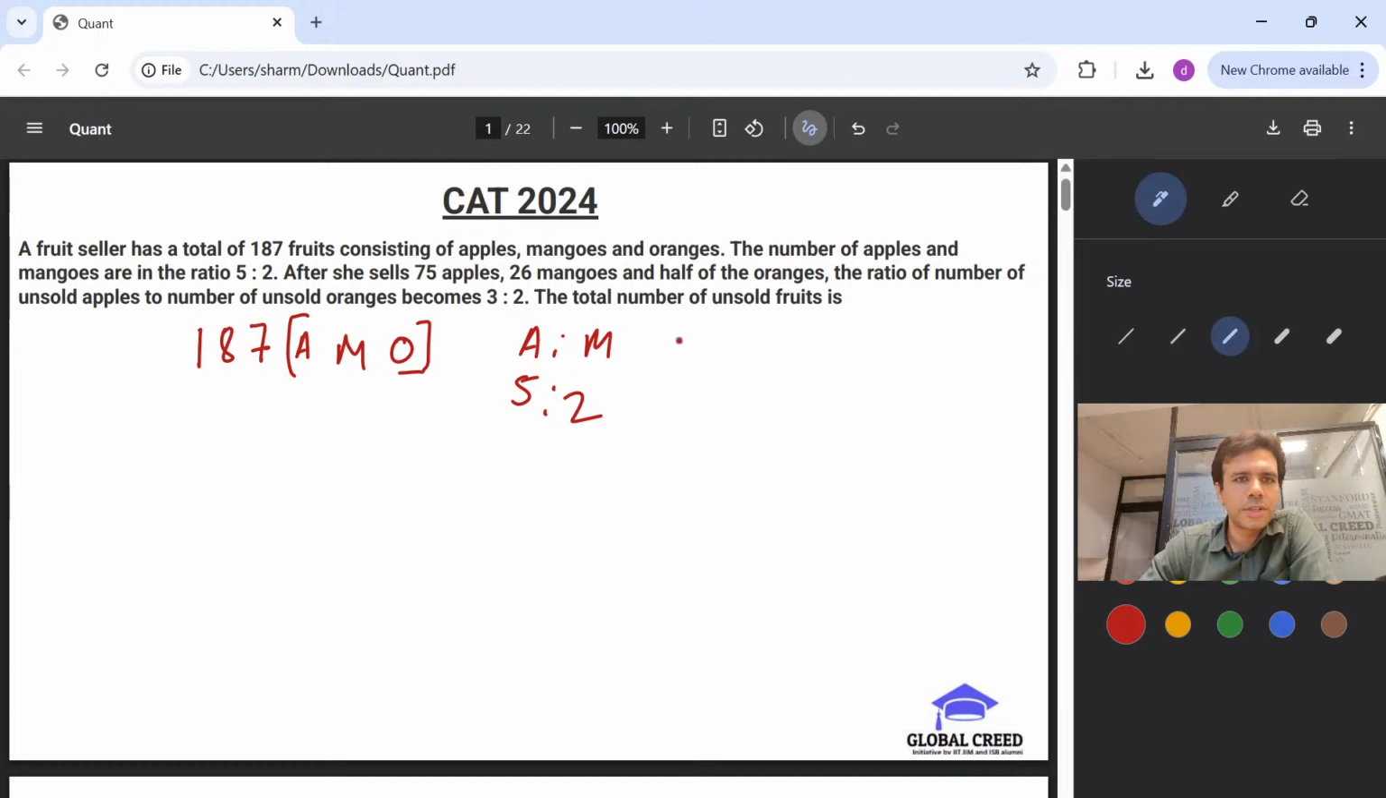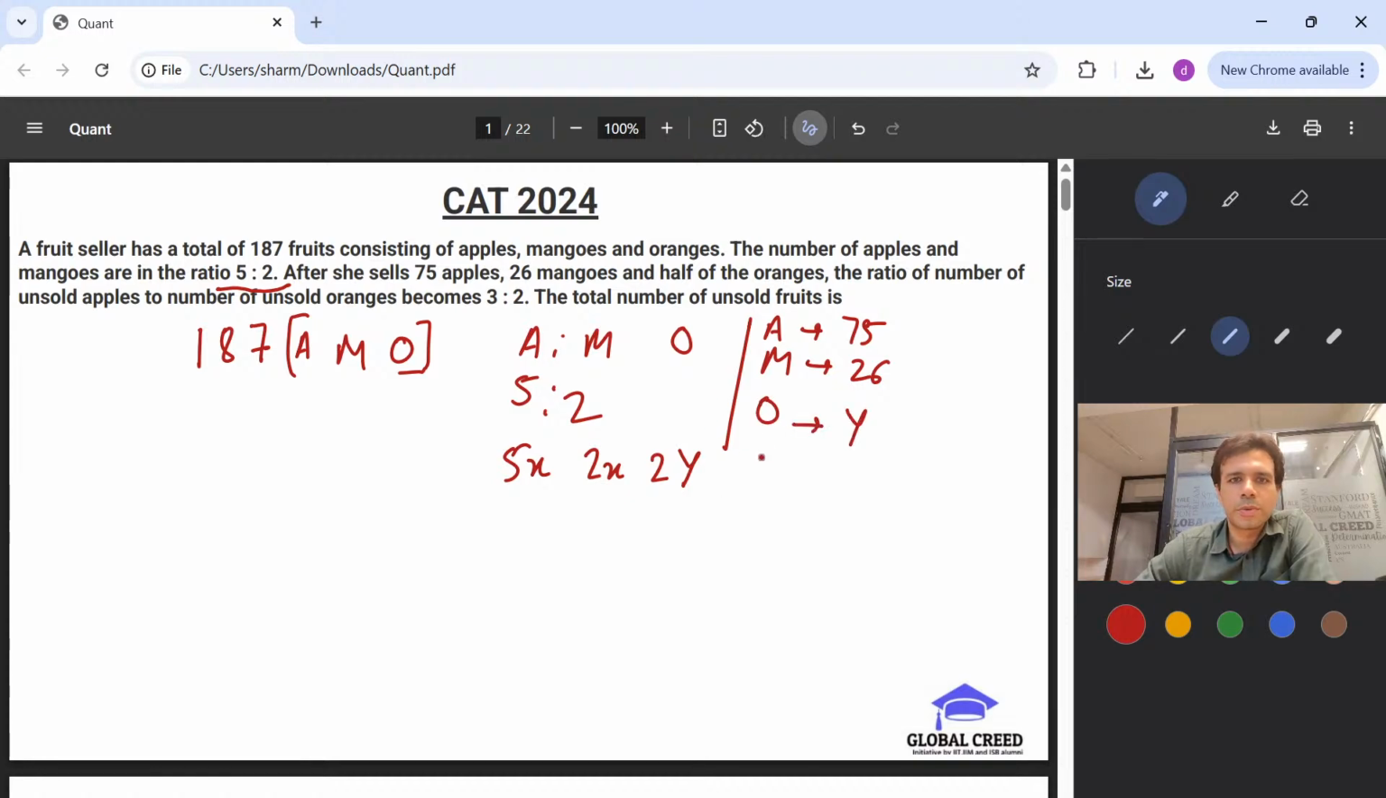Now he says there are some oranges. Now I'm not aware of the oranges, but he says apples and mangoes are in the ratio 5:2. After she sells, now how many does she sell? She sells 75 apples. Then we have 26 mangoes which are sold, and half of the oranges. So let's assume oranges were 2y, 5x were apples and 2x were mangoes. So out of this, how many oranges would be sold?